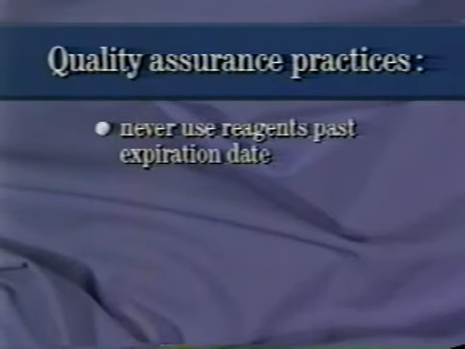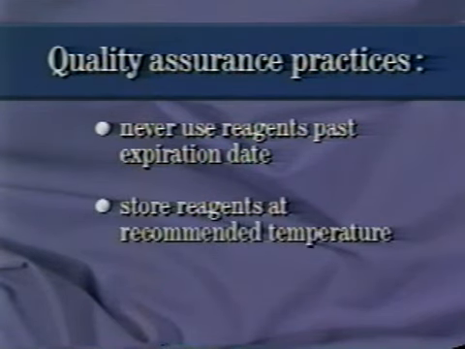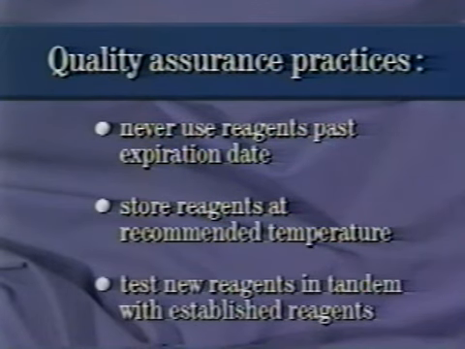Quality assurance practices can prevent problems, including false positive results. Such practices include: never use any reagents past their expiration date or recommended shelf life. This includes reagents prepared in-house. Make certain that reagents are stored at the recommended temperature. And always test a new lot of reagents in tandem with an established lot to make certain the new lot is performing correctly.